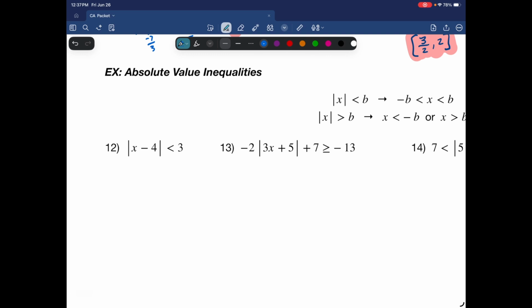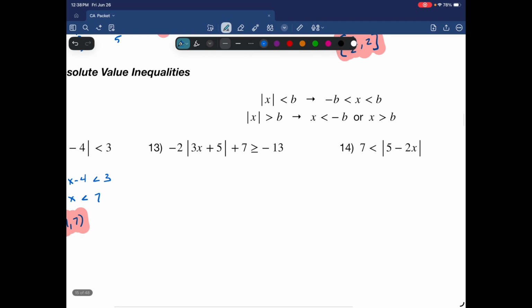So on 12, we have an absolute value less than a number. So this is going to be negative 3 less than x minus 4 less than 3. Okay, so let's see, add 4 to all sides. So add 4, that's going to be 1 less than x less than 7. And so (1, 7), parentheses on both, is my answer. I'm shading in between.